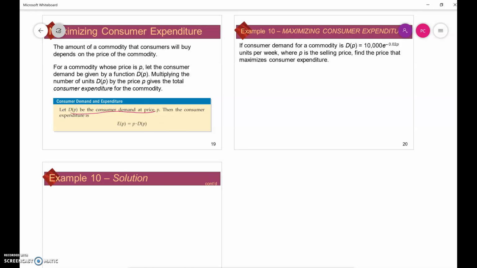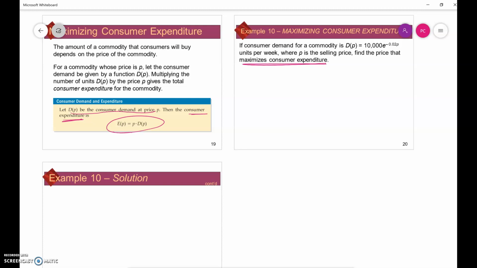Then we have the function E of P equal to P times D of P, and that's your consumer expenditure, or how much people are going to buy. So if consumer demand for a commodity is D of P equal to 10,000 e to the negative 0.02 p units per week, where P is the selling price, we want to find the price that maximizes consumer expenditure.